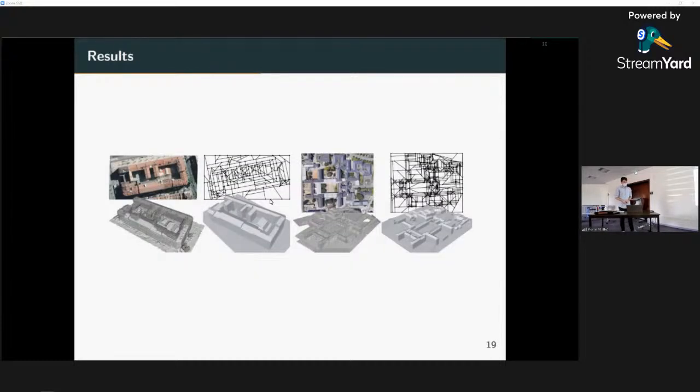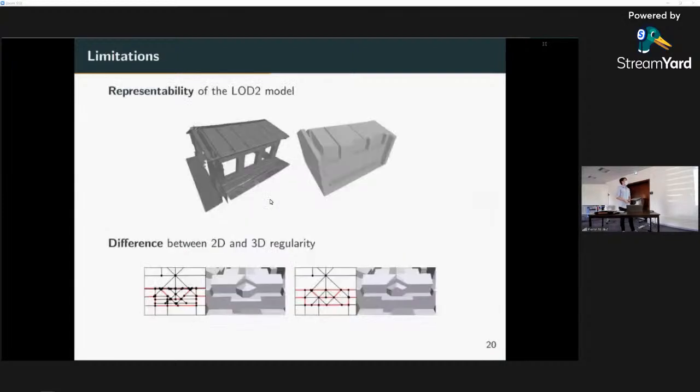Here's another few results on some buildings and on a slightly larger scale. Finally, there's a few limitations to this approach. First one is in the nature of the model we're trying to reconstruct. So if we have a building that has a lot of openings, the reconstruction will not be accurate.